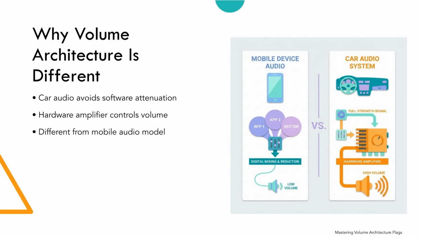When you design car audio, volume handling works very differently compared to phones. When you play sound on a mobile device, the system mixes audio and reduces volume digitally. When you build a car system, you usually send full-strength audio to a hardware amplifier and let hardware manage volume.